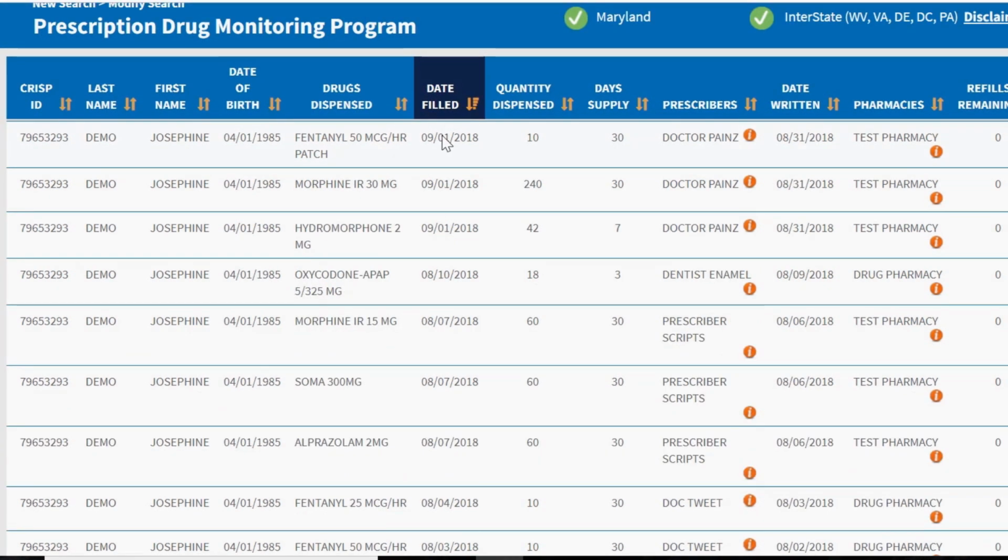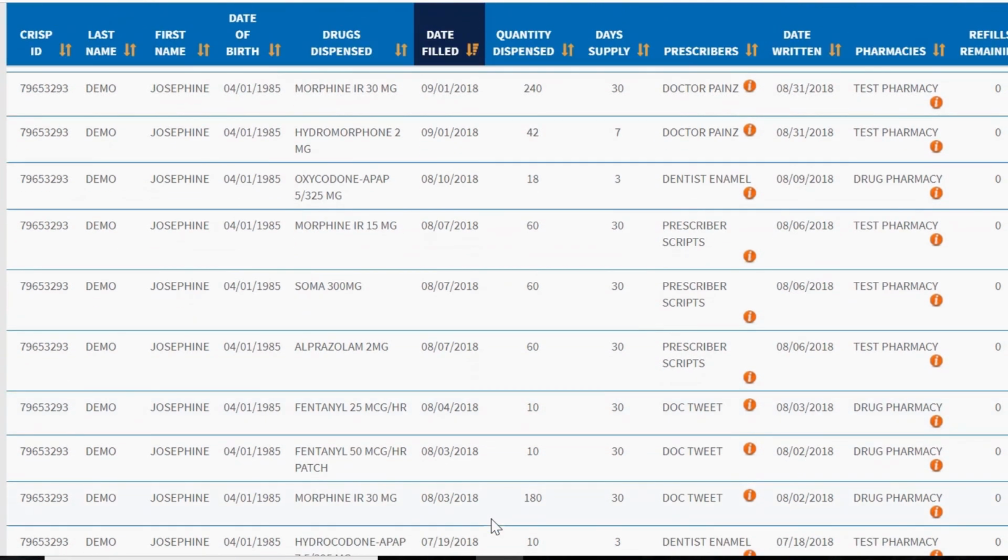I can review when the medications were filled by clicking on the Date Filled header to sort by this date. I can see that she has had 3 different medications filled on September 1st, another short-term medication filled on August 10th, a 30-day supply filled on August 7th, as well as long-acting medications that have been filled multiple times in the last month. For instance, we can see a 50 milligram fentanyl followed immediately by 25 milligram fentanyl and a prescription for 50 milligrams less than a month later.